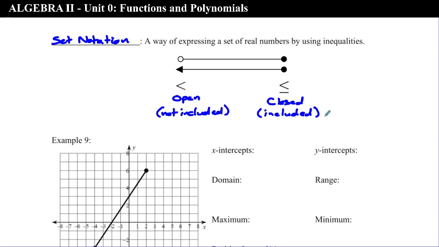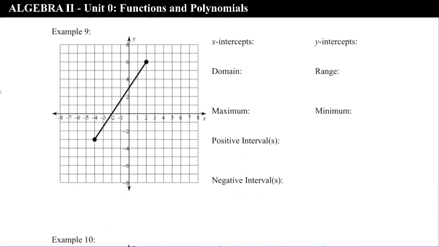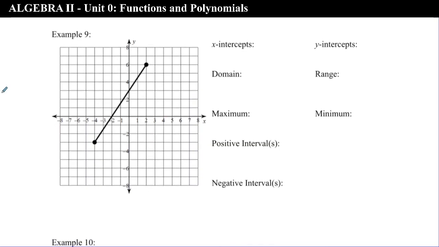All right, now that we've talked about what all the key features of functions are on a graph, let's talk about how we actually notate it in a real problem sense. So let's do a couple of examples. So let's start off with example 9 here. Okay? So in example 9, we have a simple graph. On both ends, it terminates, and we're including what's on the ends. Okay? Just a quick overview of what we're looking at.